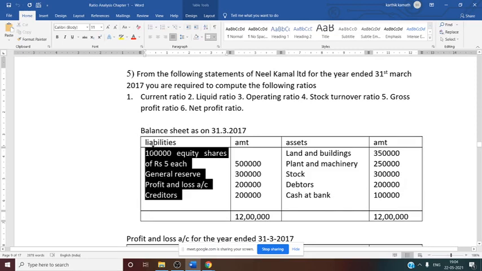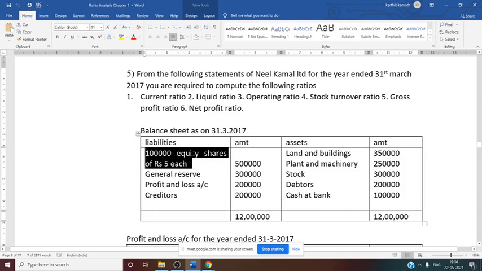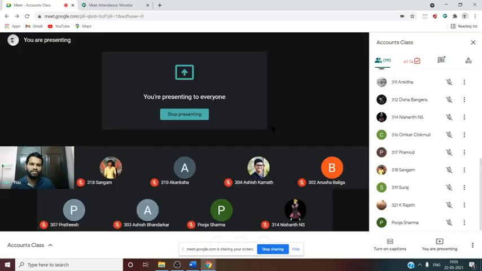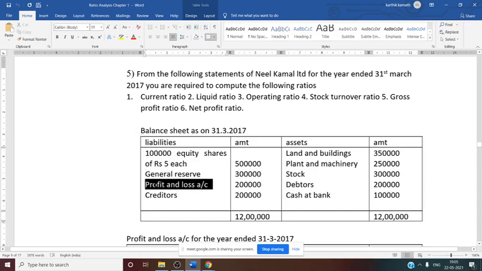Now the liability side. If you see here, 1 lakh equity shares of 5 each. So this is nothing but shareholders' fund. Equity share capital given in the question is a shareholders' fund, or else you can say equity share capital is equity shareholders' fund. Like that you can identify. Then general reserve, again this general reserve is a shareholders' fund.